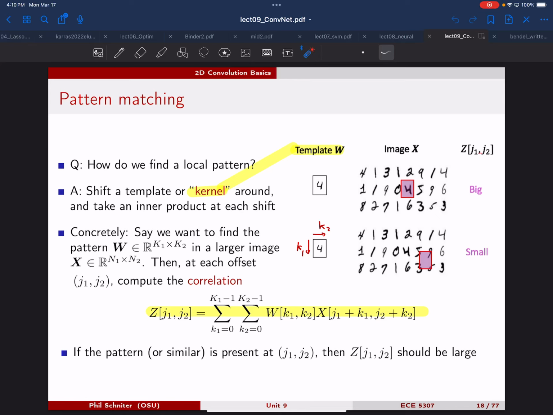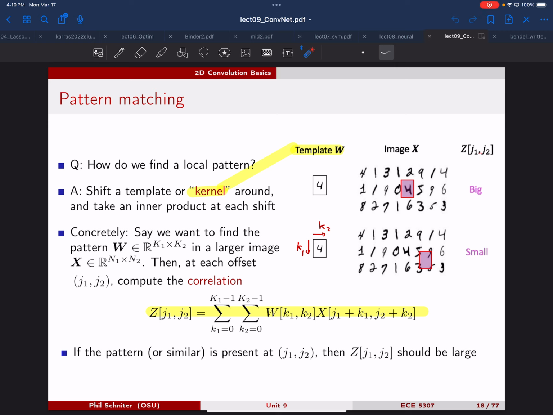Okay, hope everybody had a good spring break. So we're going to continue our discussion of convolutional neural networks. Last time, just before the break, we talked about convolution. Let me just review what that was.